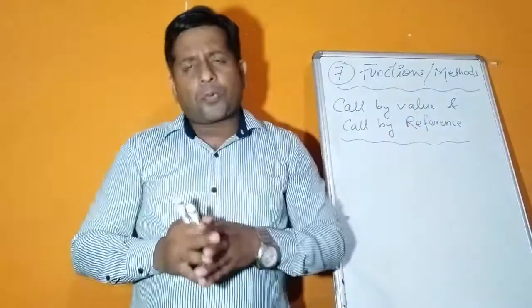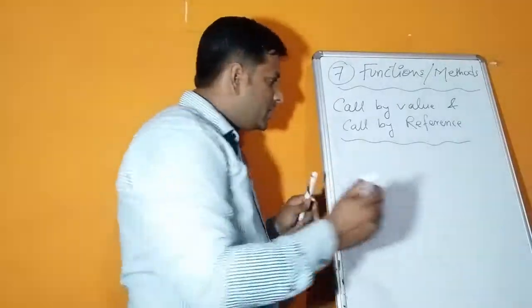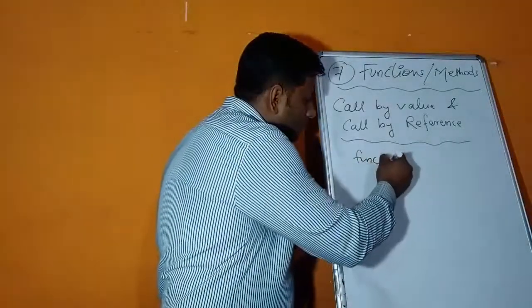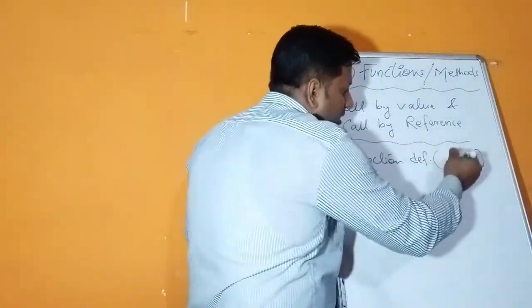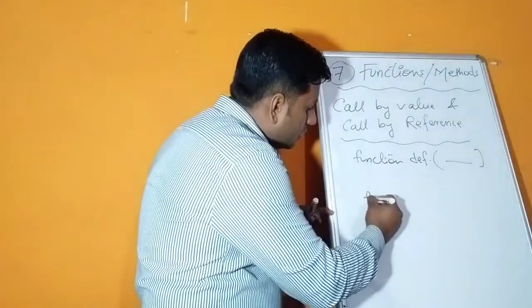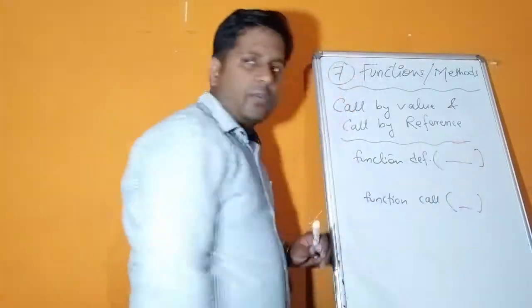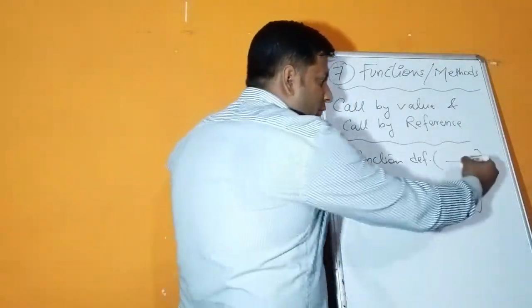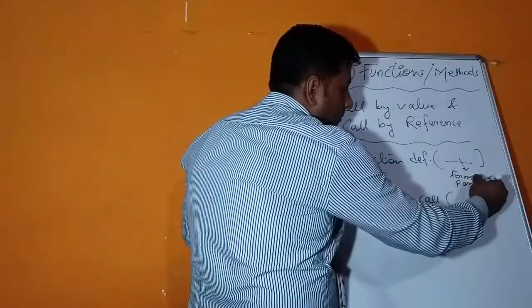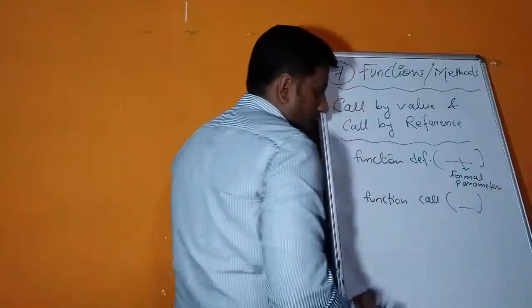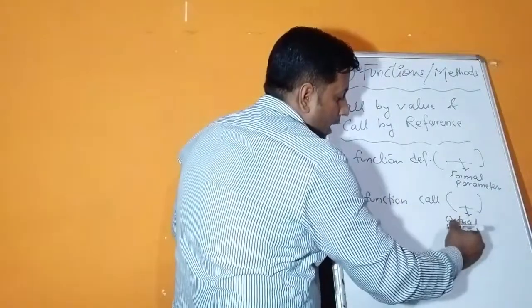When we write a program, we take two different types of variables. The first variables are in a function definition, where we use certain variables. Another, in a function call, where we use again certain variables. The variable used in the function definition is known as a formal parameter, and in the function call, the variable used is known as an actual parameter.